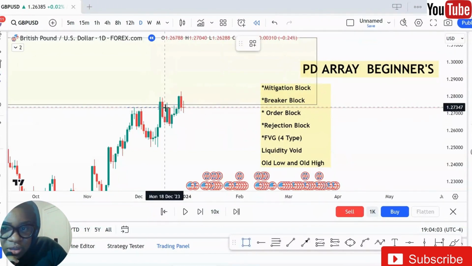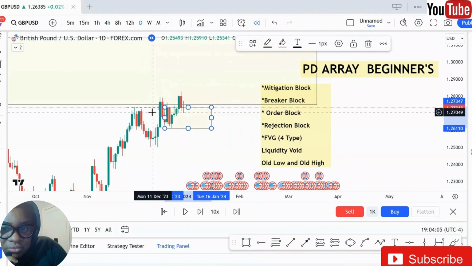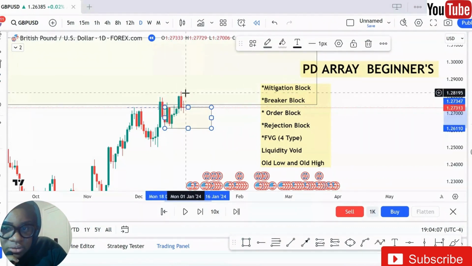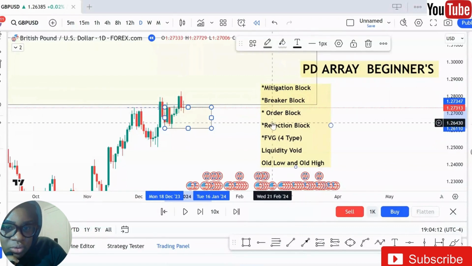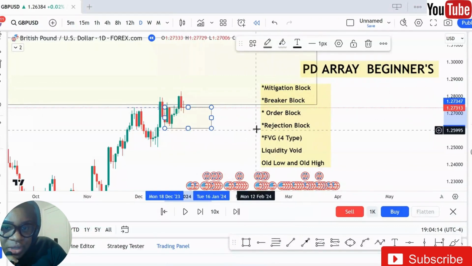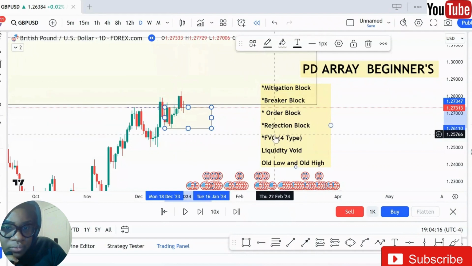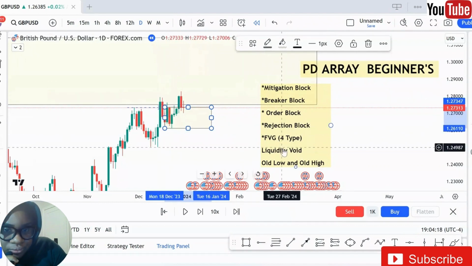There is an order block here, because why? The last candle before the impulse move. I don't like order blocks at all, but it's an order block. Is there a mitigation block? No. Is there a breaker? No. Is there a rejection block? No. Fair value gap? No.